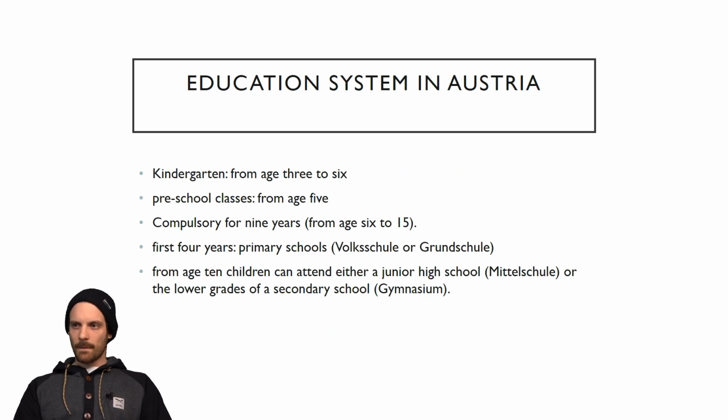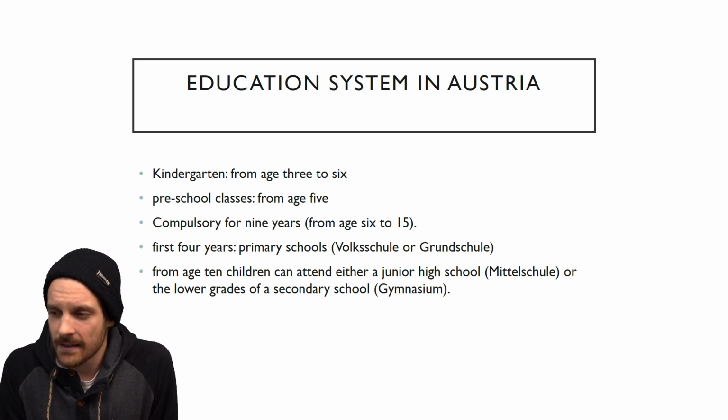So now we're gonna talk about this very education system of Austria. It all starts with kindergarten, actually. Kindergarten is from the age of 3 till the age of 6. Then there is an opportunity parents can take for their children, which is called preschool. Of course, you all know that. It is from the age of 5.